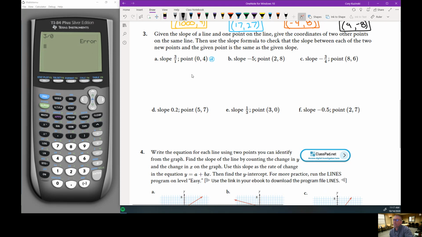All right, given the slope of a line and 1 point on the line, give the coordinates of 2 other points on the same line. Then use the slope formula to check that the slope between those 2 new points and the given slope is the same as the given slope. Okay.